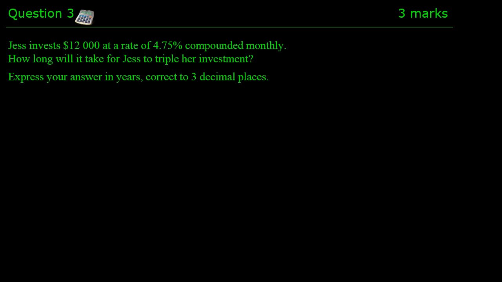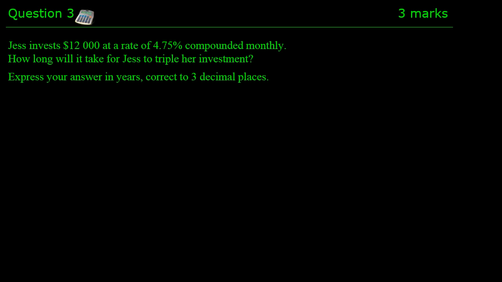All right, this is an application of logarithms question. Question 3. Jess invests $12,000 at a rate of 4.75% compounded monthly. How long will it take for Jess to triple her investment? Express your answer in years, correct to 3 decimal places.